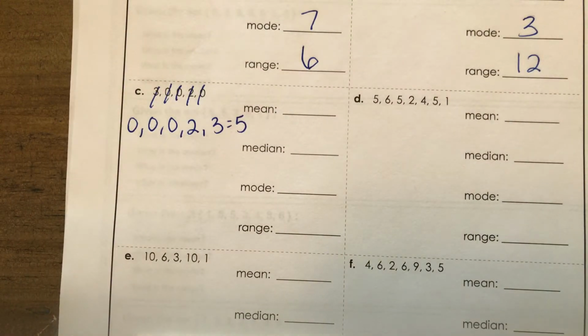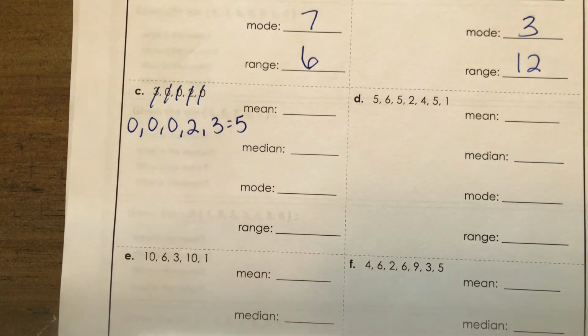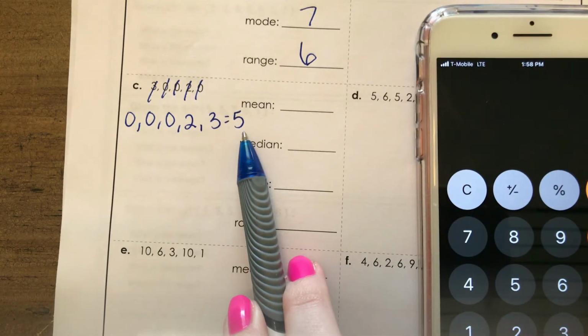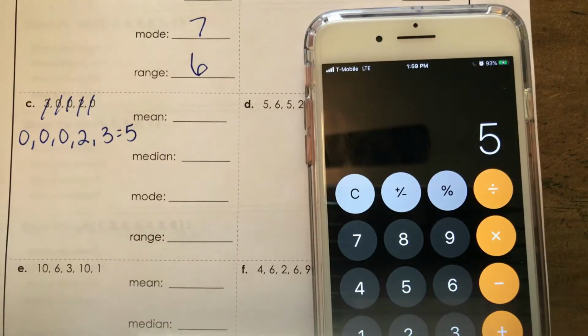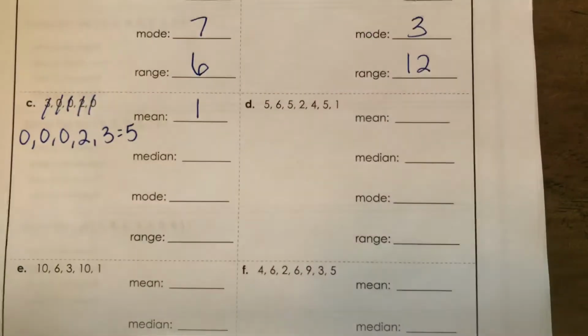Step 2, for the mean, we have to figure out how many numbers were in our set. So we're going to count 1, 2, 3, 4, 5. There were 5 numbers. So we're going to take our total, which is 5, and divide it by 5. And 1 is going to be our answer.